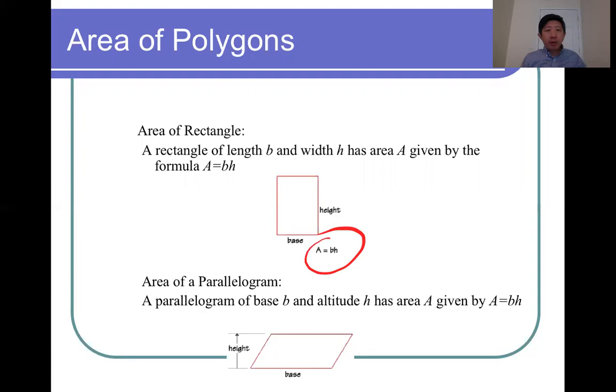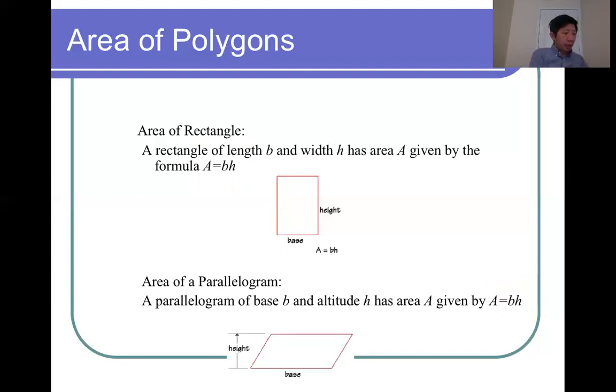Now, what about the area of a parallelogram? For a parallelogram, we have a base B and an altitude H, and the area is base times height. Base times height. So now here's a question. Why do the area of a rectangle and the area of a parallelogram have the same formula? Have you ever thought about this?